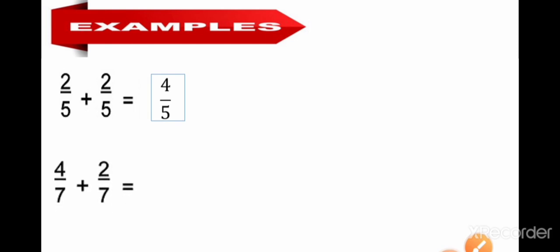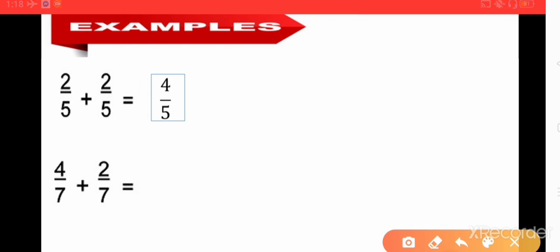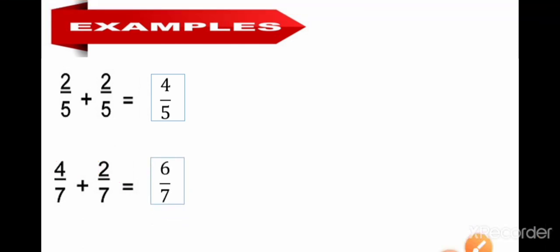Next, we have 4 over 7 plus 2 over 7. What are the numerators? We have 4 and 2. So 4 plus 2 will give you 6. And the common denominator is 7. That's why the answer will be 6 over 7.